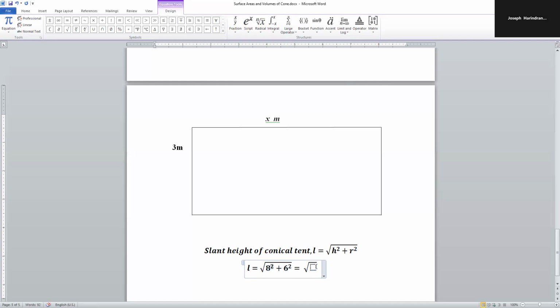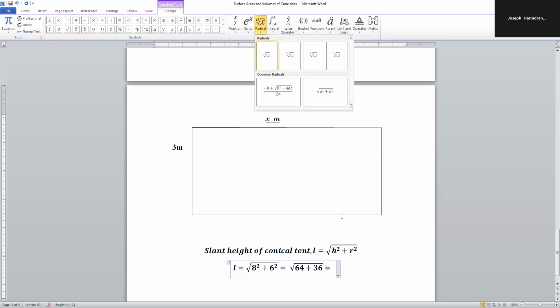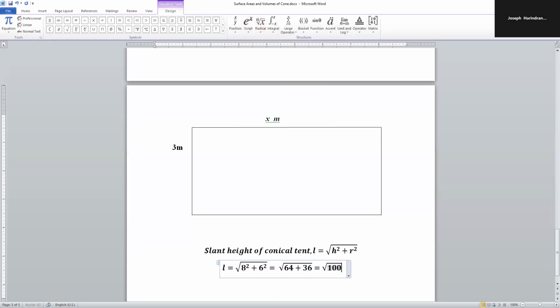is 64. And 6 squared is 36, plus 36. You will get 100 there. So this is equal to square root of 100. What is square root of 100? It is 10. So you will get 10 meters. So this is the slant height of the conical tent.